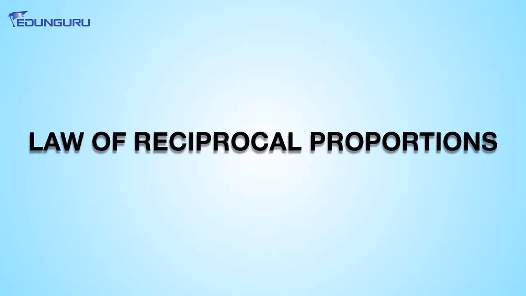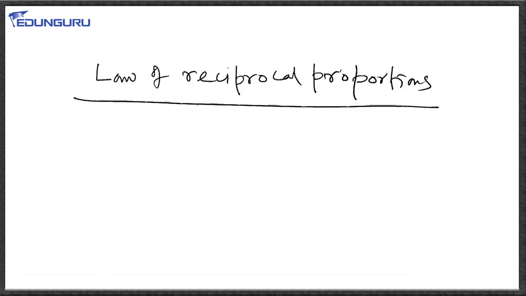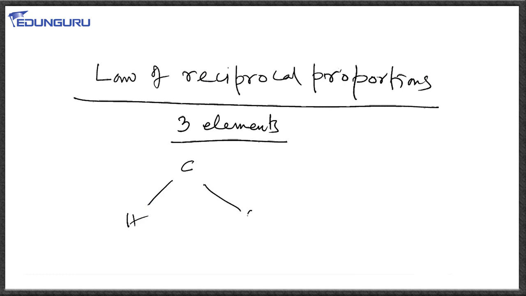So, next, the law of reciprocal proportions, what it states basically. Now, we have to focus on 3 elements, let us say carbon, hydrogen and oxygen. I am taking 3 elements under consideration. Let us say C and H make the simplest compound CH4, carbon and oxygen give CO2, and H and O combine to give H2O.